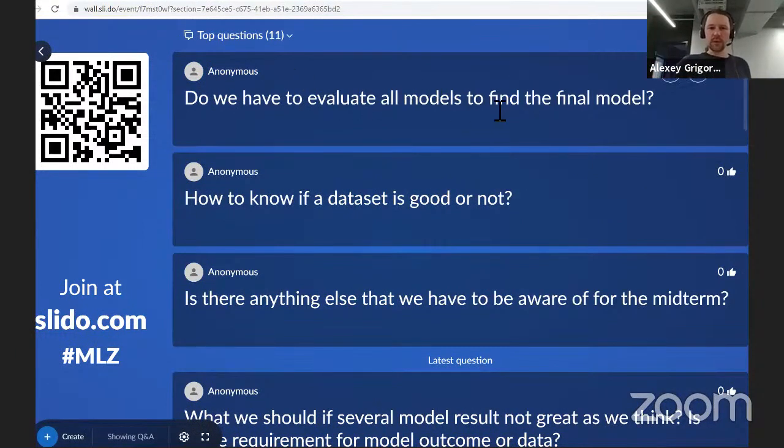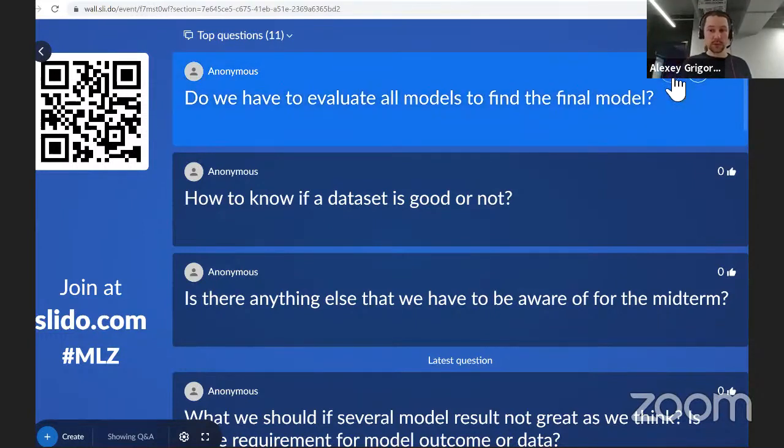How do we have to evaluate all models to find the final one? I think I showed this multiple times in the lessons. You use the validation data set, you compare your different models on the validation data set, and the one that has the best performance should be the final model. This is a good rule of thumb. It's not always the end of the story.